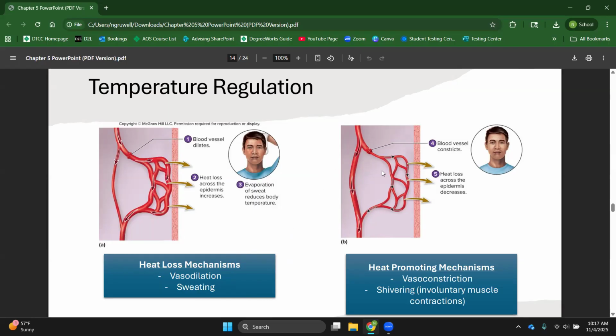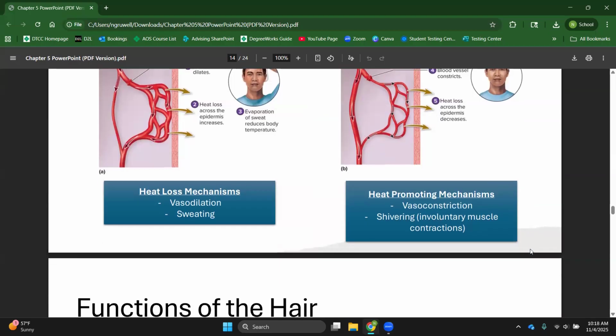Vice versa, if we want to maintain or retain that heat, then we can vasoconstrict our surface arteries and we're going to keep most of that blood deeper in the body. That means less heat is going to be lost across the epidermis. Shivering obviously is another way that we can promote heat. That's not so much our integumentary system, but that's really our muscular system that is starting to contribute to that.